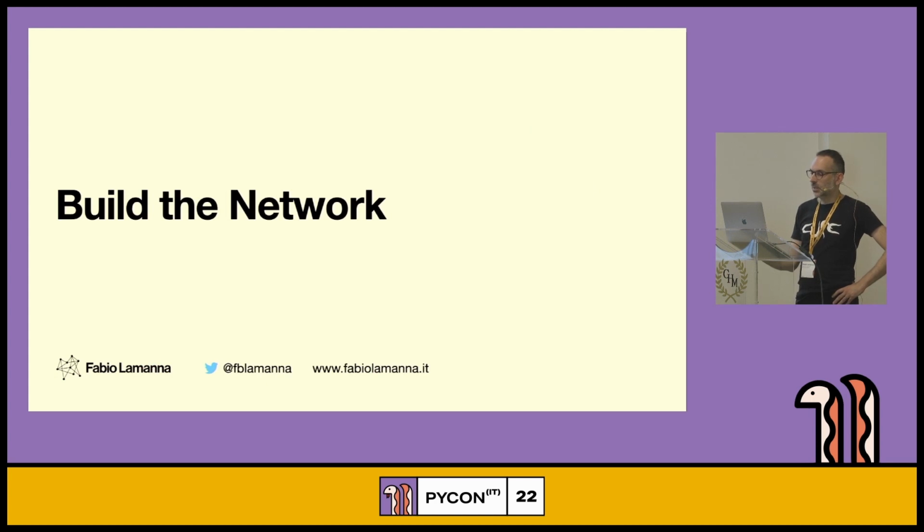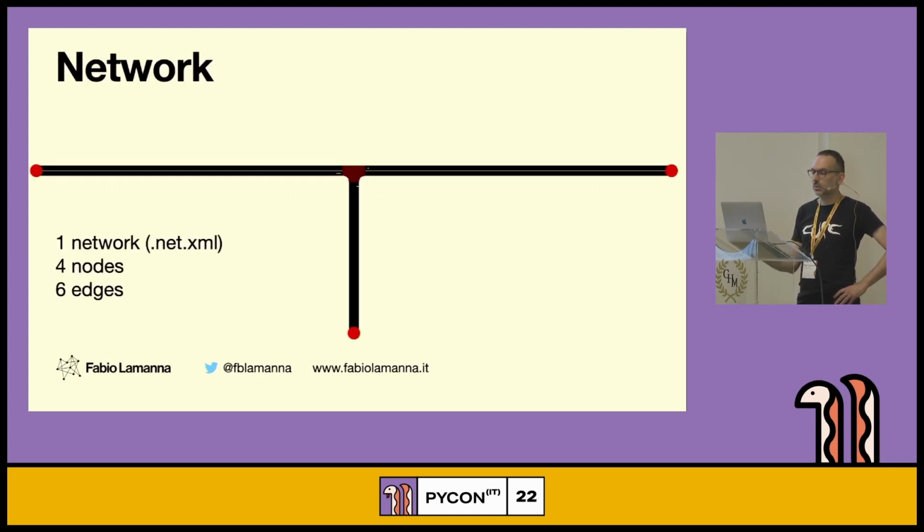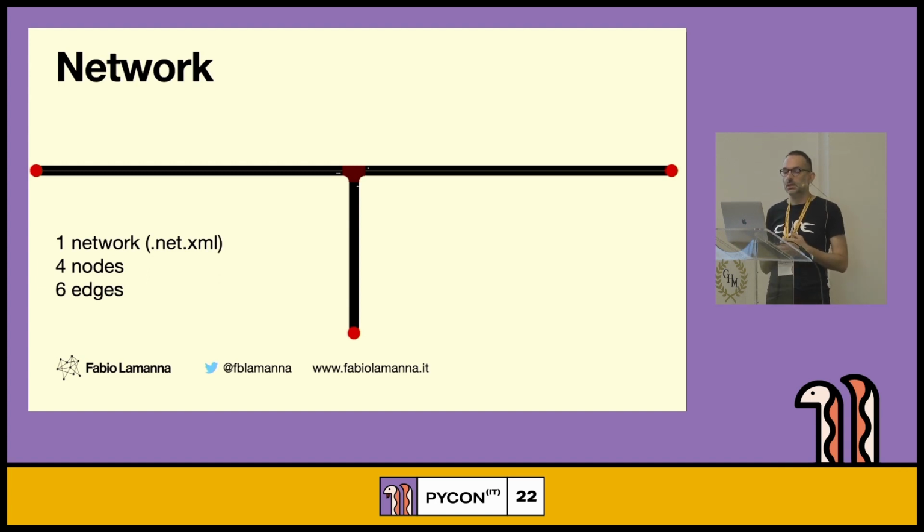So let's see the basics: how to build a network in SUMO. You can think of a network essentially as nodes and edges. This is a basic T-intersection, where we have 4 nodes and 6 edges. Think of edges as essentially lanes. Between 2 nodes we have 2 edges, 1 per direction. SUMO saves all information about networks in an XML file. The network file is a .net.xml file, and all the information related to the network is saved in this file.